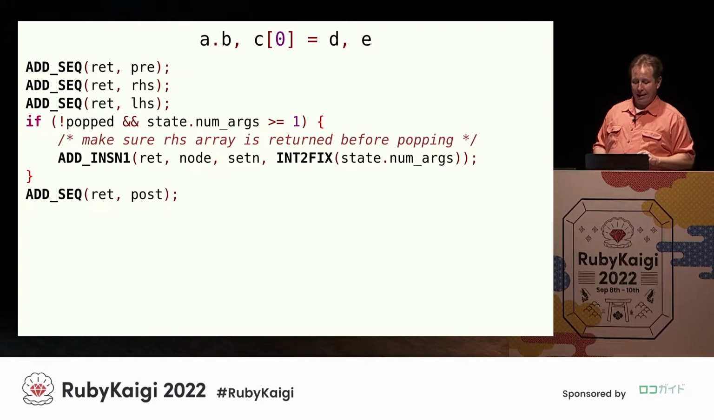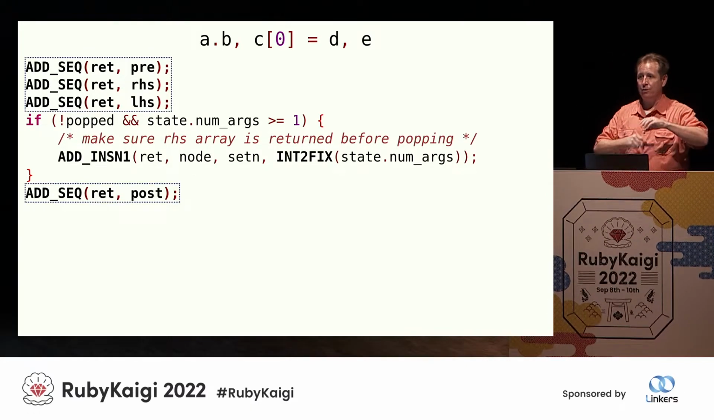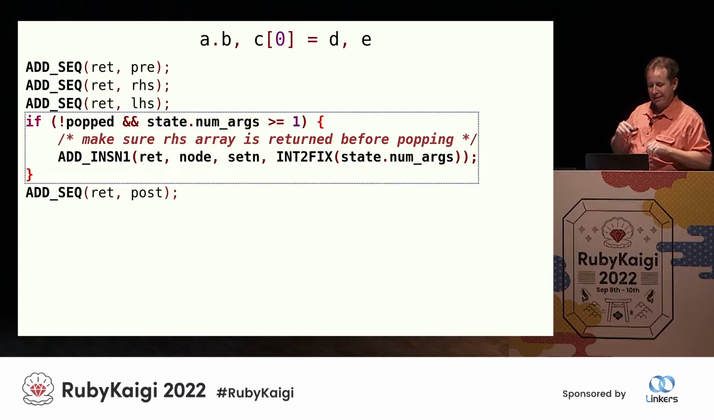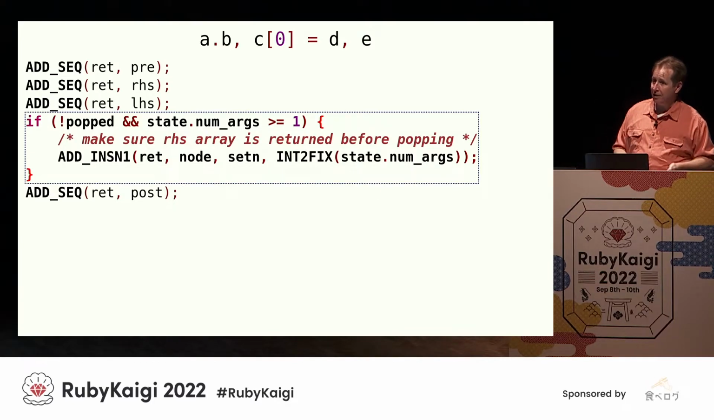After inserting the topn instructions, the compiler merges the 4 separate instruction sequences into a single instruction sequence, and if the return value of the multiple assignment is needed, it adds the setn instruction to make sure that the assignment expression returns the right-hand side of the assignment.